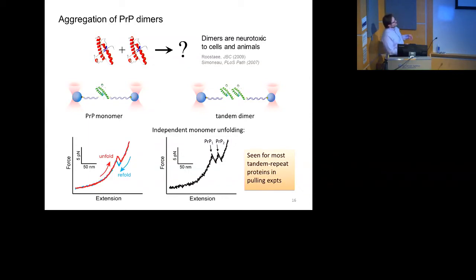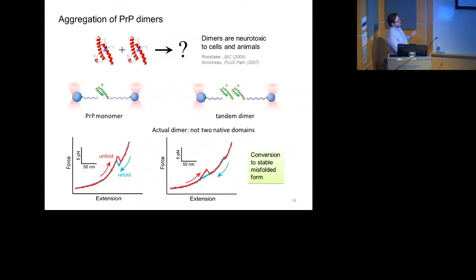People have done similar experiments with other proteins. If you just make a tandem repeat, put two of them beside each other, what you would expect to get are basically two rips just like that. You'd expect one domain to go and another domain to go. We didn't see that when we put two prion proteins together.